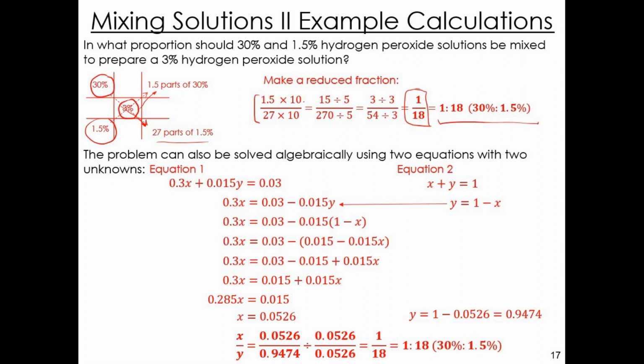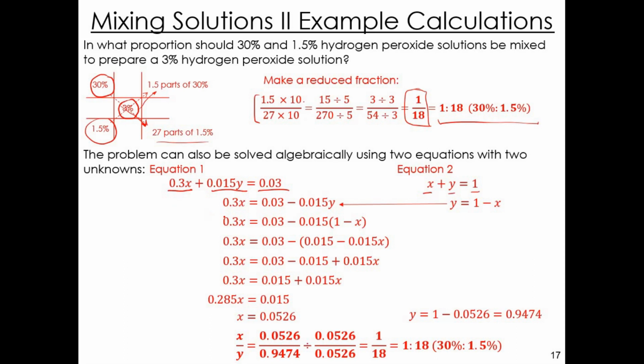So we could also do this algebraically using two equations with two unknowns. This would be the 30% solution, where x would be how much of it we're using. And this would be the 1.5% solution, where y is the amount we're using, to give us 1 unit of 3% solution. And the other equation would be that we can add x and y together to get 1. So the two should be able to add together to give 100% of the resulting solution.